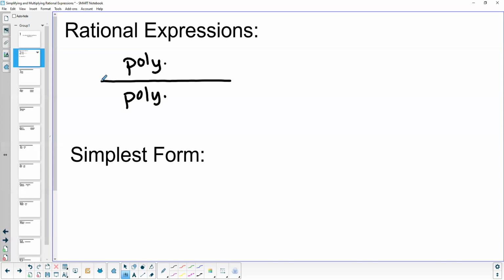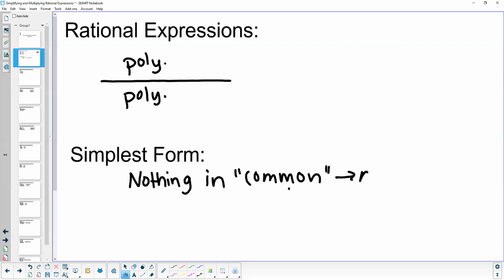Now, what we're going to be doing to start in this video is simplifying rational expressions. So what that means, when it comes to simplest form, is that there's nothing in "common." And I'm going to put common in quotes here because it's not that we can't have a 2 on top and a 2 on bottom, but we can't have any common factors. So nothing in common, meaning there's no common factors between the top and the bottom.